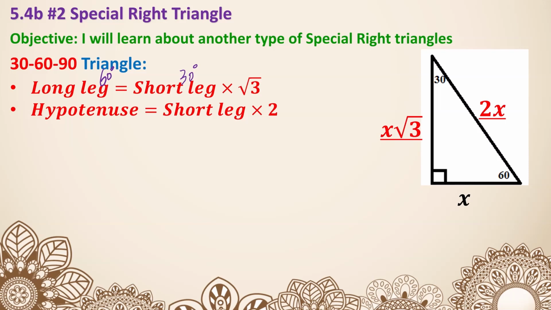So the long leg is going to be the short leg multiplied by square root of 3. So if the short leg is x, the long leg is x times square root of 3. And then the hypotenuse is the short leg times 2.